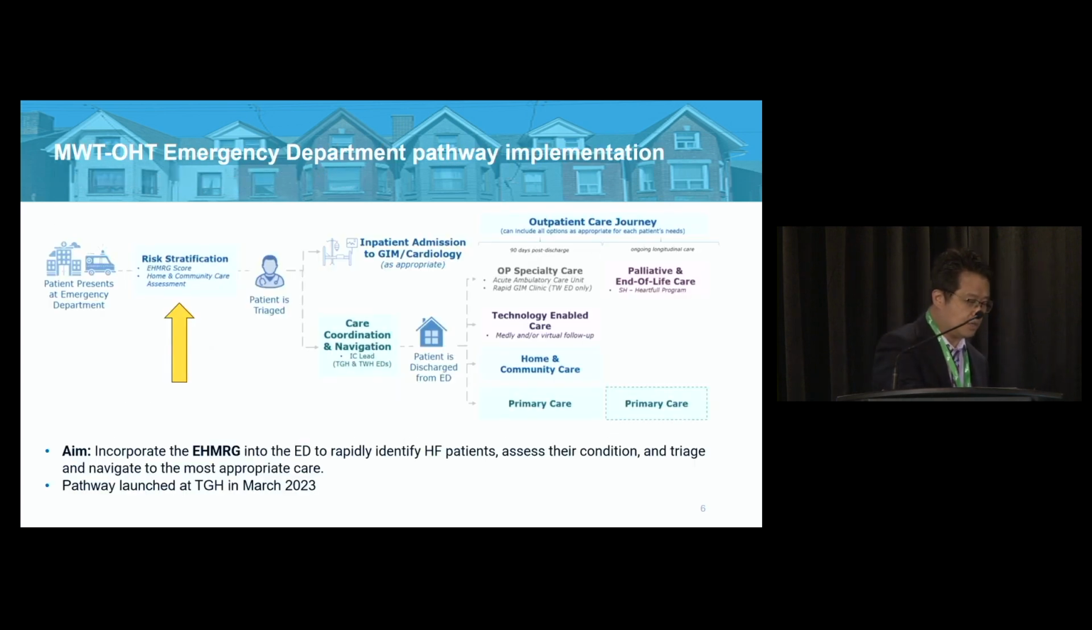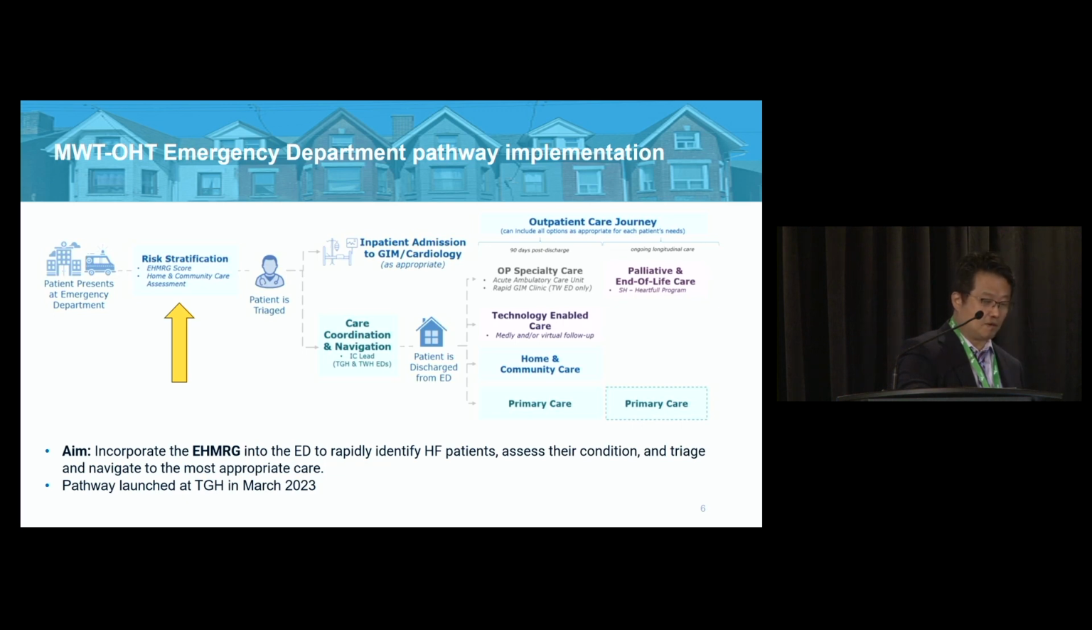So this slide shows the pathway. A patient presents to the emergency department, and in this pathway that we have now implemented at UHN, the eMERGE score is calculated for risk stratification. The patient is then triaged, and there's a decision made to admit the patient to the hospital or to consider early discharge.